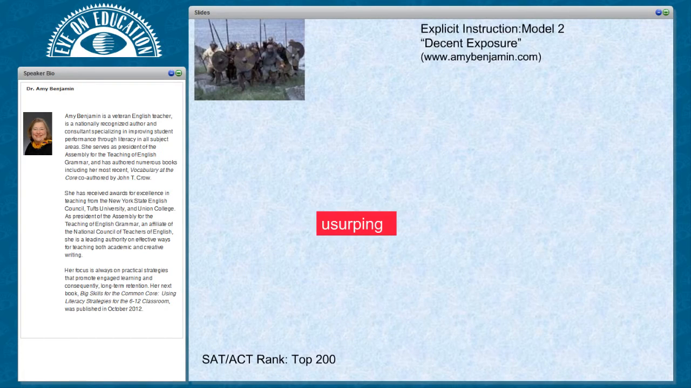Now I'm very, very excited to present this next map to you. It's not a map, it's a device for teaching vocabulary. I call it decent exposure.